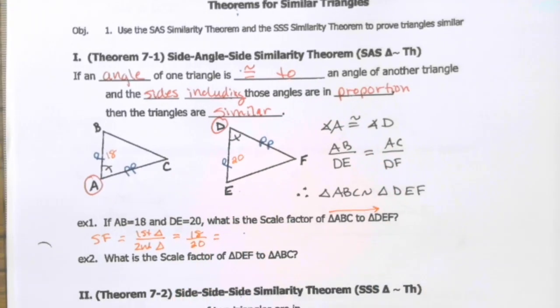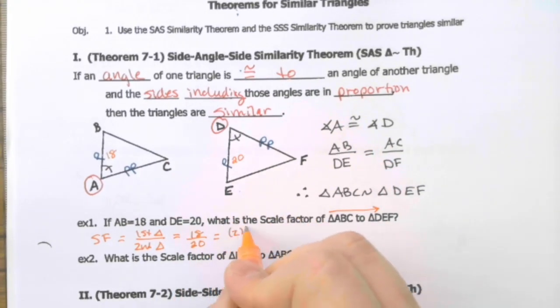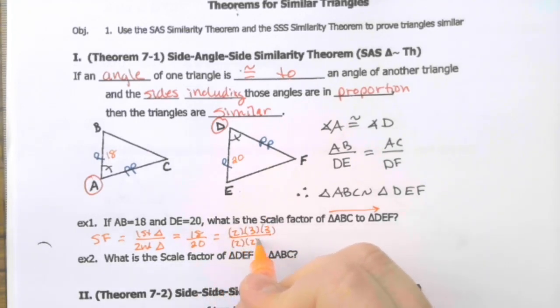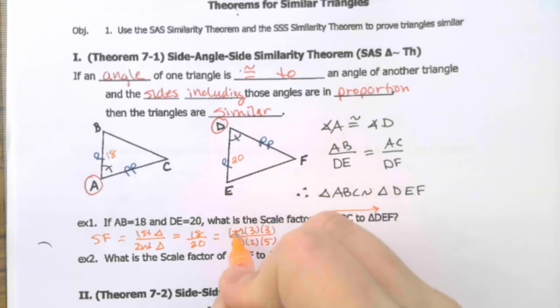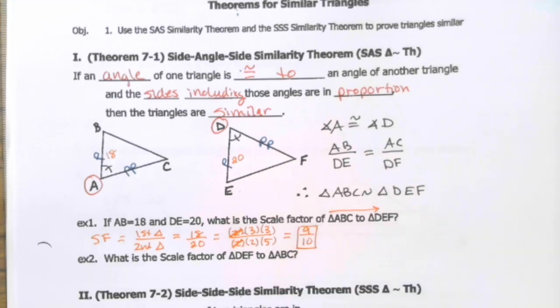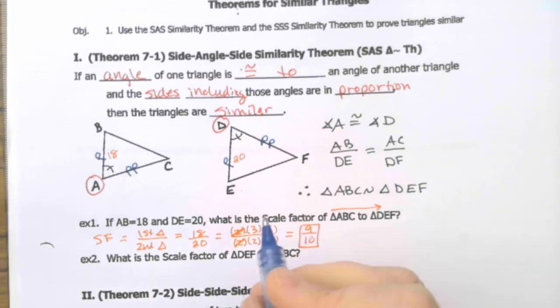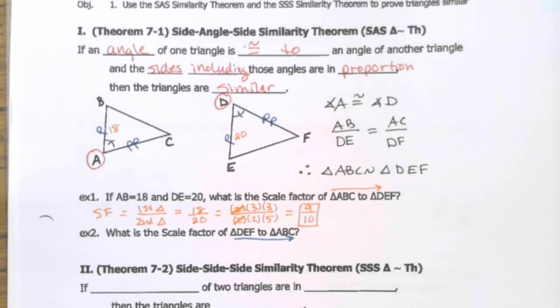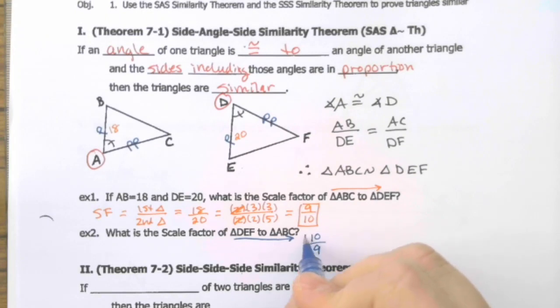So we reduce those. Let's see, 18 is 2 times 9, so 2, 3, 3. 20 is 4 times 5, so 2, 2, 5. We can divide out a 2, and we're left with 9 over 10 as the ratio. That is the scale factor or the ratio of the sides. Now that we know that, what is the scale factor of triangle DEF to ABC? So if we flip around the order, so DEF comes first, the scale factor is the same, it's just flipped. It'll be 10 over 9.